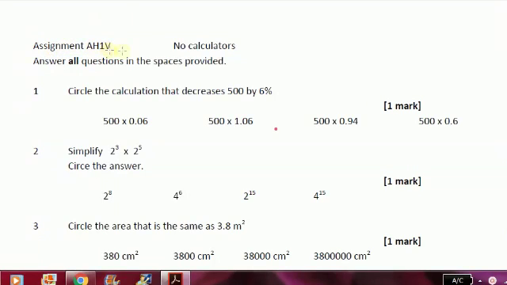Okay, assignment AH1V, no calculators allowed. Answer all questions in the spaces provided.